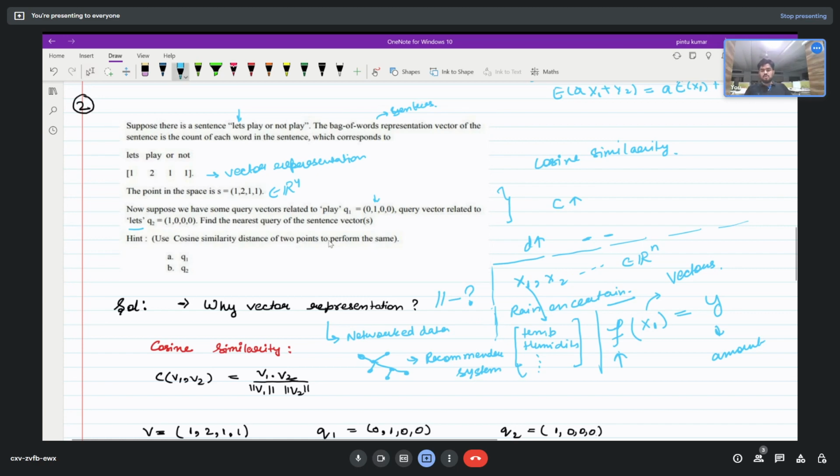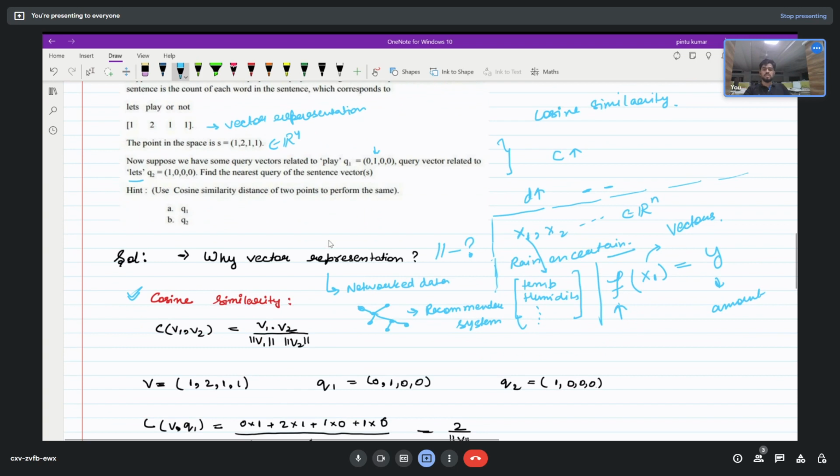Now, what's cosine similarity? I'll define it over here. So let's get back to this question. What is cosine similarity? It's just the angle between two vectors. You might have studied this in class 11th or 12th. It is the dot product of v1 and v2 divided by the respective norms of v1 and v2.